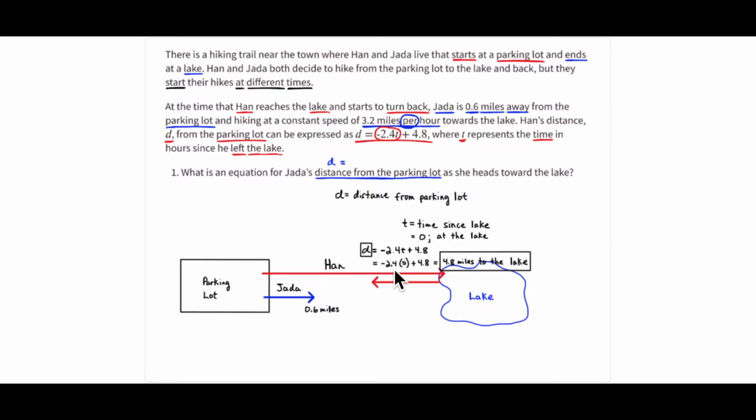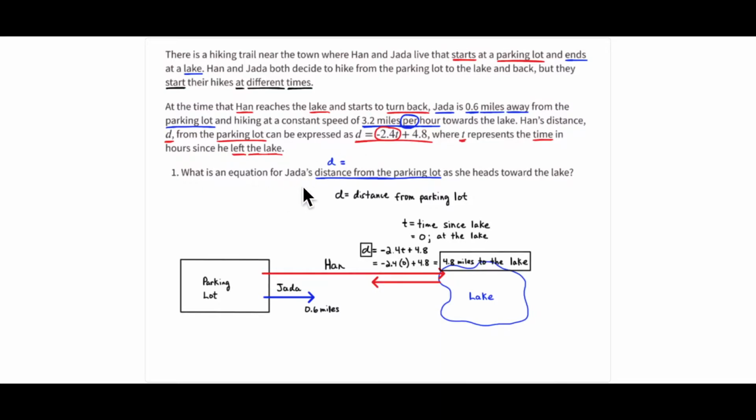So if t is 0, how far is he away from the parking lot? The distance d is from the parking lot. At time 0, the term negative 2 4/10 times 0 becomes 0. So his distance from the parking lot is 4 8/10. That means that the lake is 4 8/10 miles away from the parking lot. So he hikes his 4 8/10 miles. Jada starts out after him, and she's hiking at a rate of 3 2/10 miles per hour towards the lake.